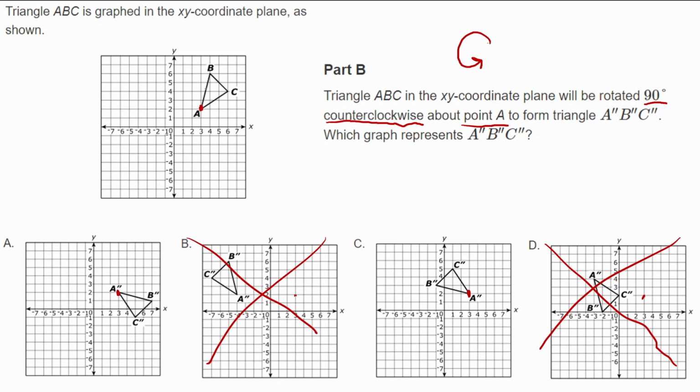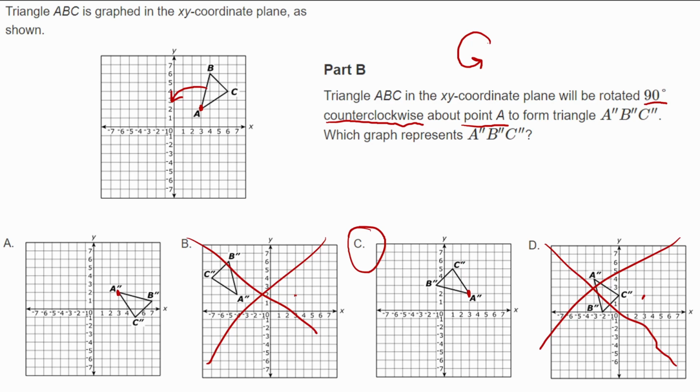So that means if you look at our graph, our shape should rotate this way 90 degrees, right? So now we could guess, what shape does that? What shape is moving that 90 degrees? And our answer is C.